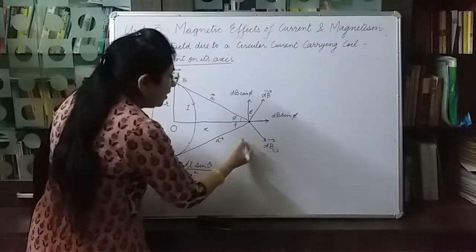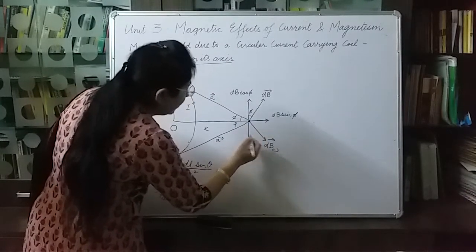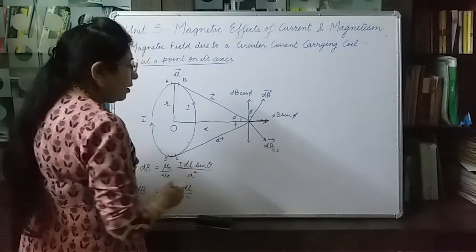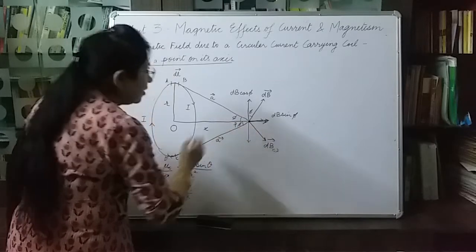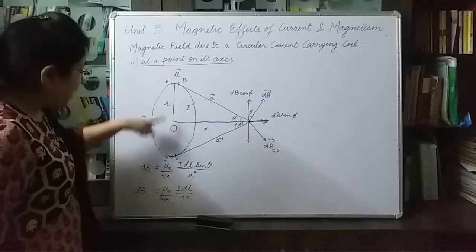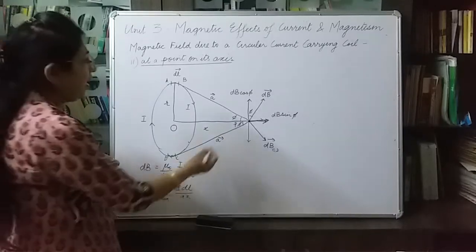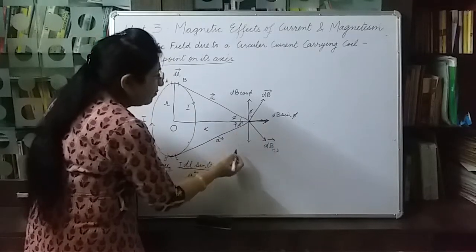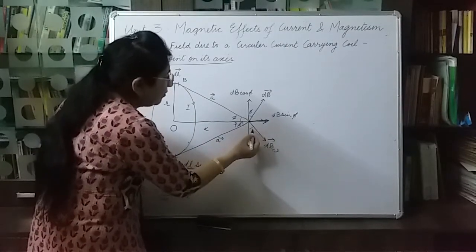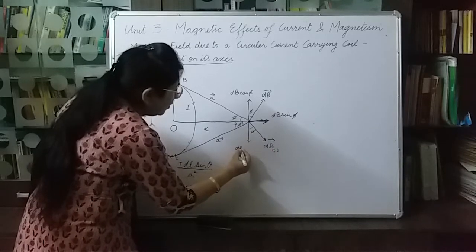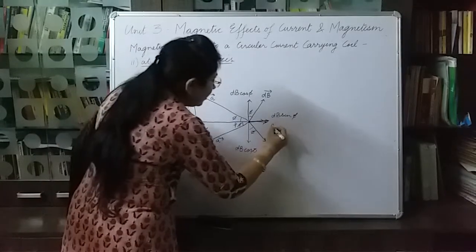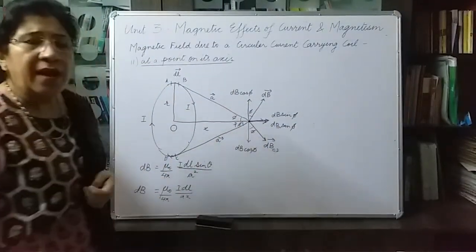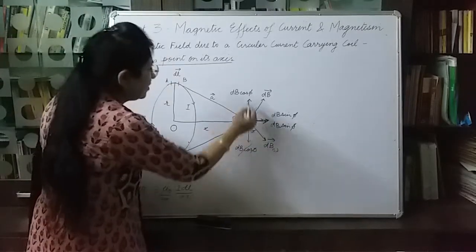We can resolve dB into two components again, a component here and another here. Let this angle also be phi, because AB and CD are diametrically opposite and therefore these angles will be equal. So this angle being phi, this is 90, this angle will be phi, and the components will become dB cos phi and dB sin phi. These two components are equal and opposite, so they will cancel.